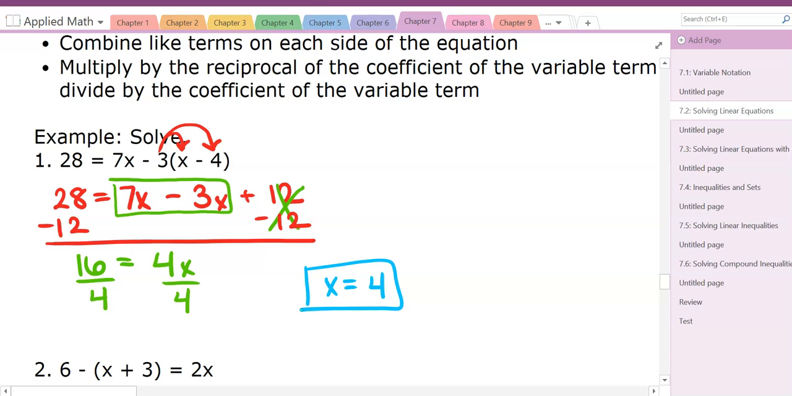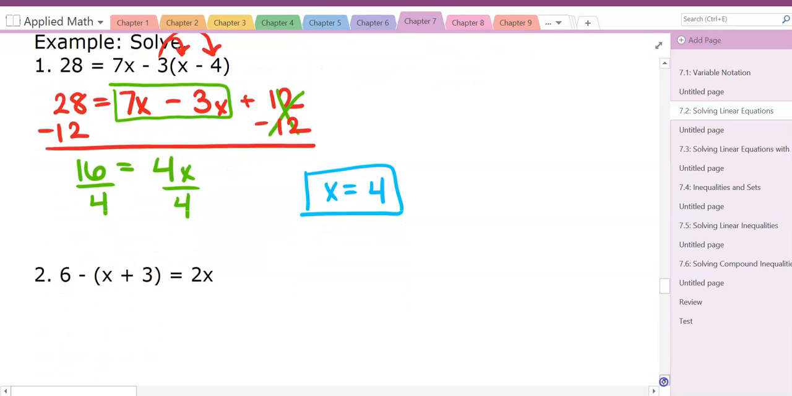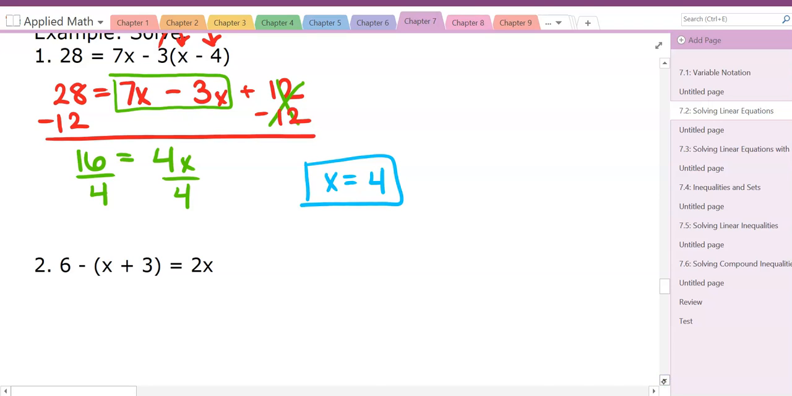Okay, so you guys take a minute and do number 2. Watch your signs on that one as well.